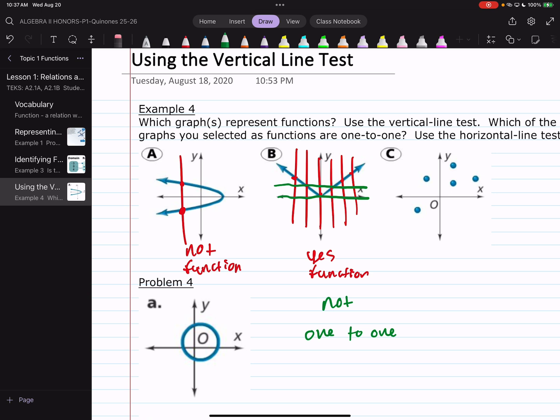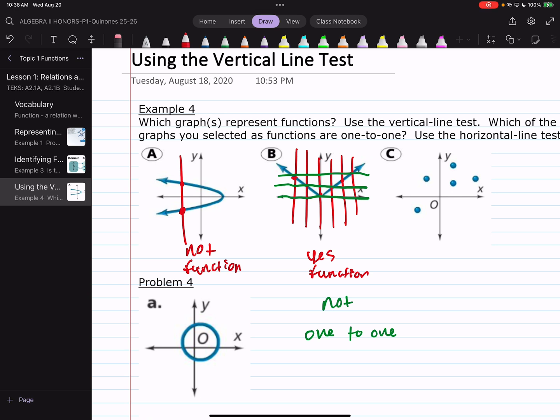That's why I draw multiple lines, to prove it to you visually that it's a function, but also to prove it to you that this is not one-to-one. Because yes, at one point it's a one-to-one, but as we keep drawing horizontal lines, it's not. It has to be true for every single line that I draw. Okay? Same thing with this last example.